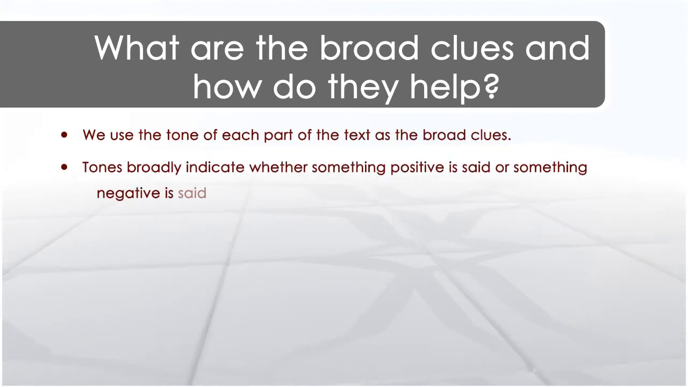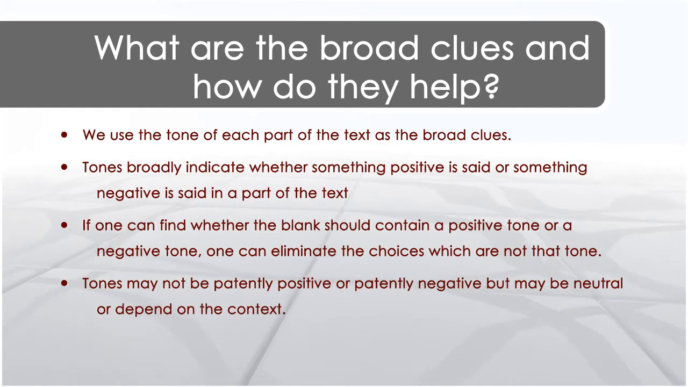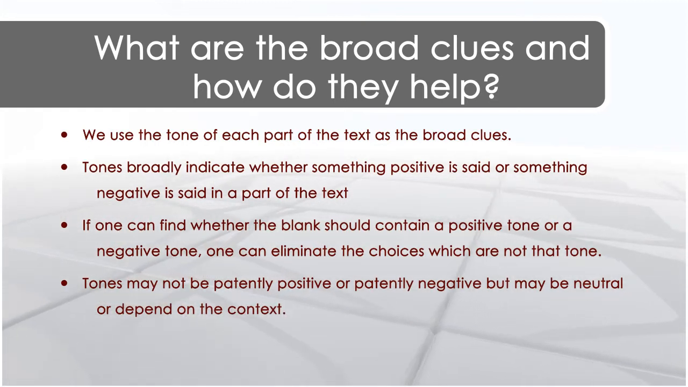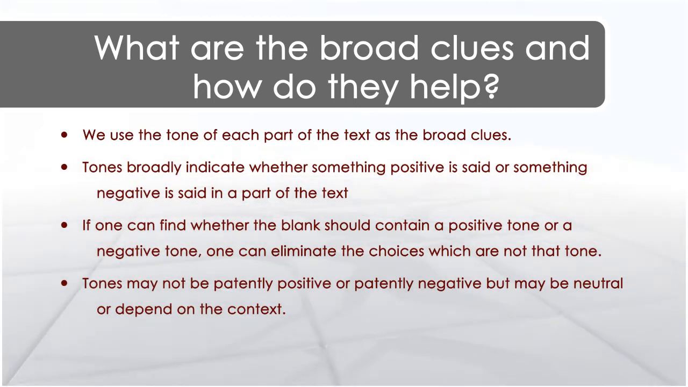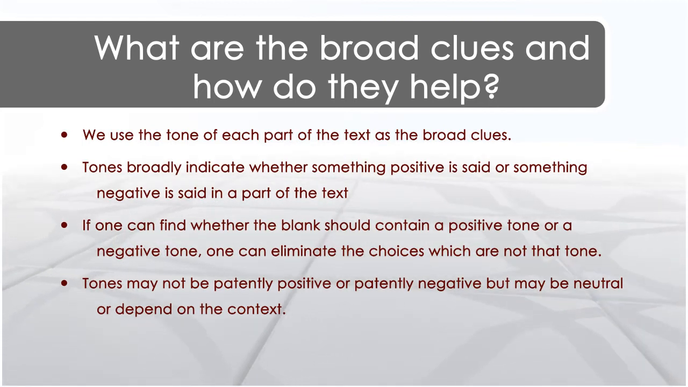The text may have a distinct tone to it, which may be either positive or negative. It may also be neutral in tone. Different parts of the text may differ in tone. What we need to find out is the tone of the blank based on the tones of the parts which we can find out.